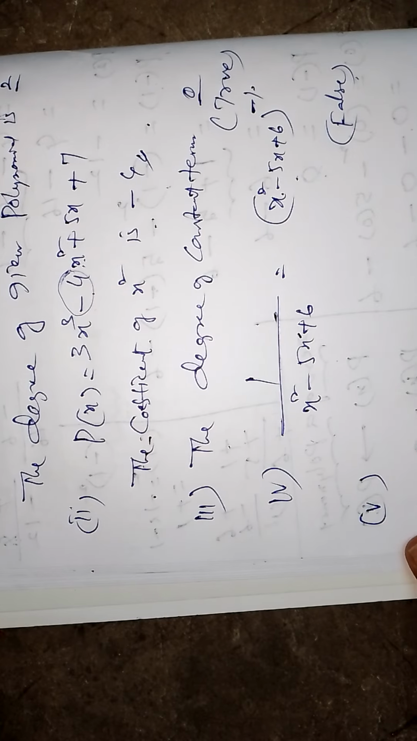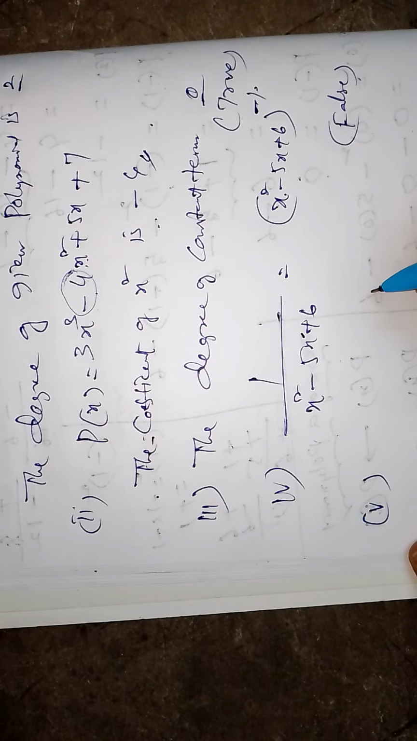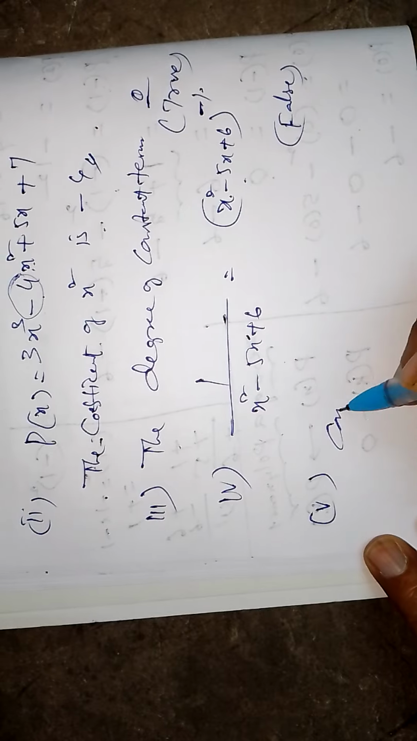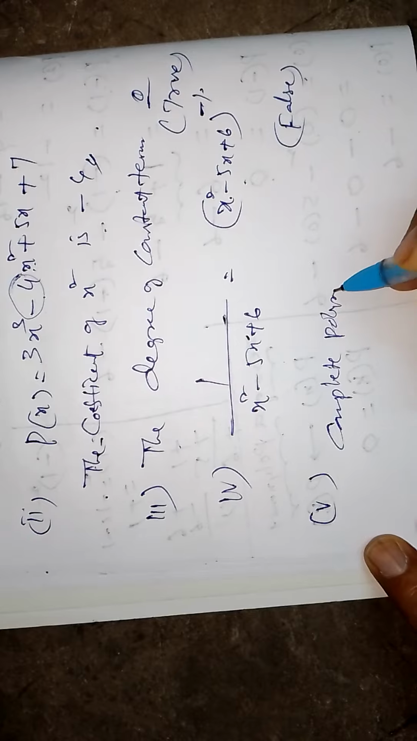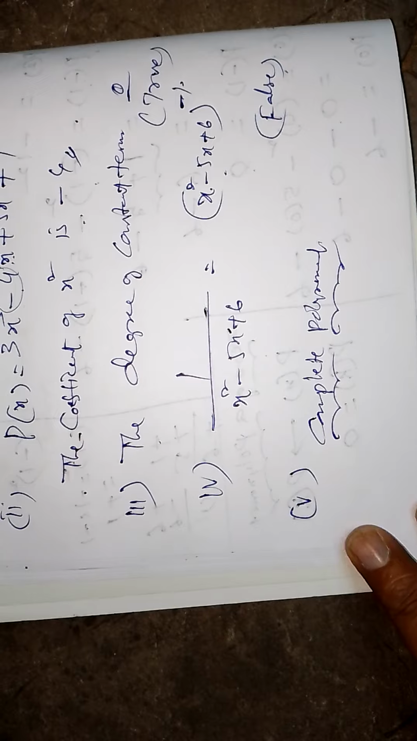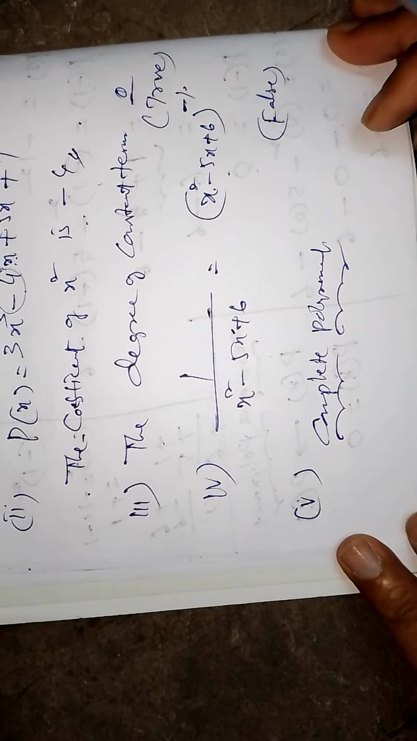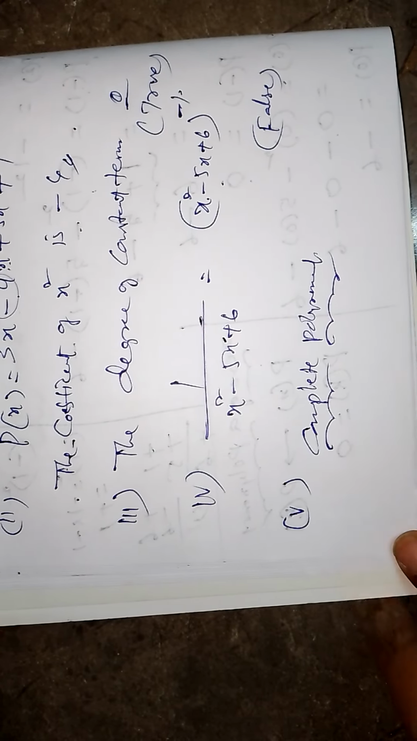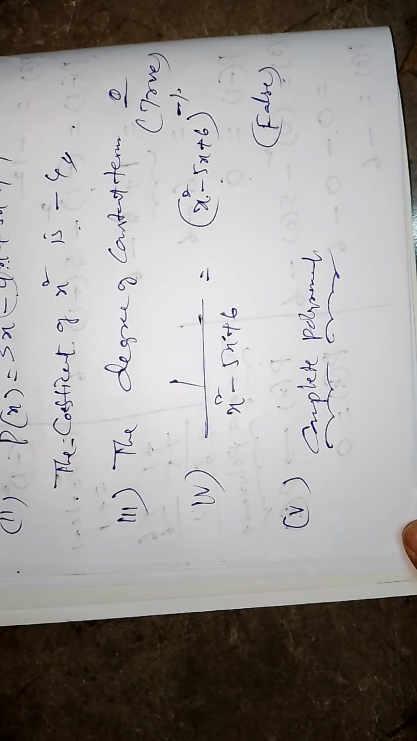The fifth statement given is: the degree of a polynomial is 1 more than the number of terms in it. I will explain that in detail. What is meant by a complete polynomial? A complete polynomial is one that contains all the possible terms, so there is no term missing. That type of polynomial we call a complete polynomial.